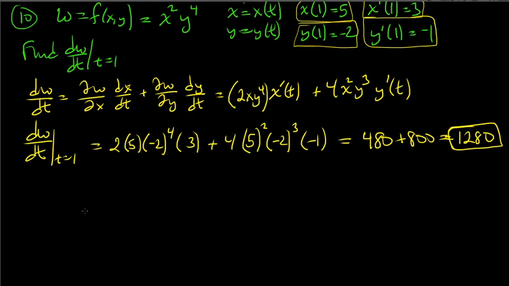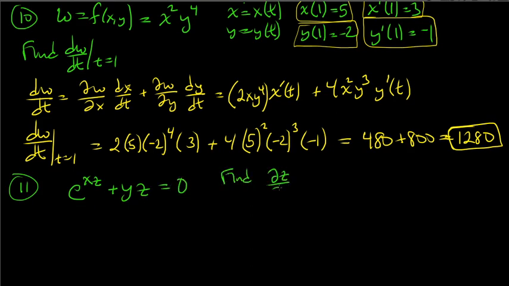Number 11. We did one like this in the same section, in the chain rule problem, right? So we have e to the xz plus y times z is equal to 0. And we want to find both partial derivatives, z with respect to x and z with respect to y. Right? Oops, that looks weird. There we go, right?